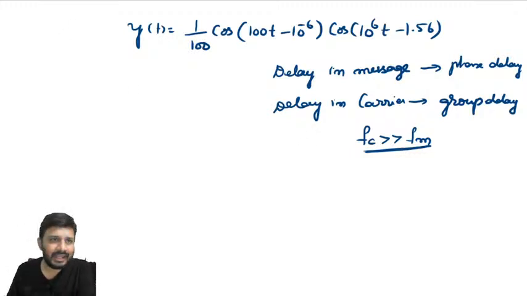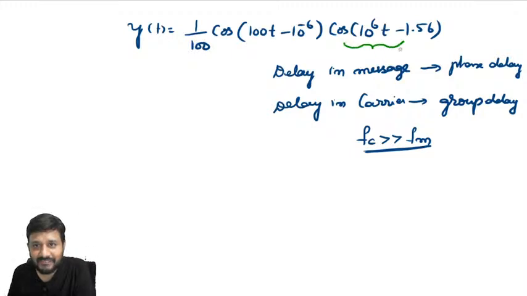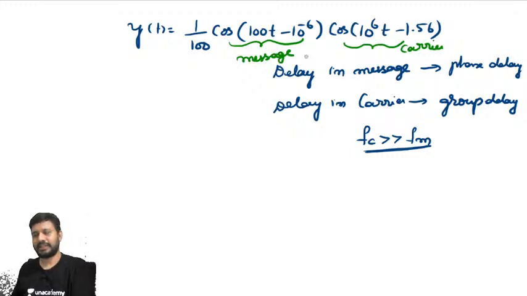Now here, what is the carrier and what is the message signal? See what is the frequency here: 10 power 6, 1 megahertz. Here 0.1 kilohertz. So this is the carrier, because the carrier will have more frequency. So this is the message signal, or baseband signal. You can call it the information carrying signal; many terms are there. So delay occurring in message is phase delay, delay occurring in carrier is group delay.